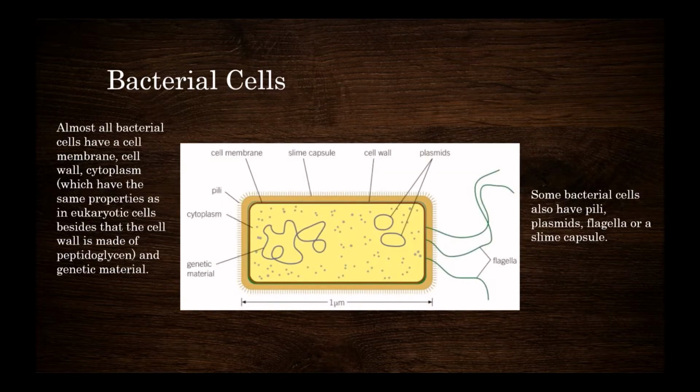So then we have bacterial cells, which are of course prokaryotic, and almost all bacterial cells have a cell membrane, cell wall, and cytoplasm, and these have the same properties as in eukaryotic cells, apart from the cell wall is made of peptidoglycan rather than being made of cellulose. And bacterial cells also have genetic material, except this genetic material is not in a nucleus. And then some bacterial cells also have pili, plasmids, flagella, or a slime capsule.